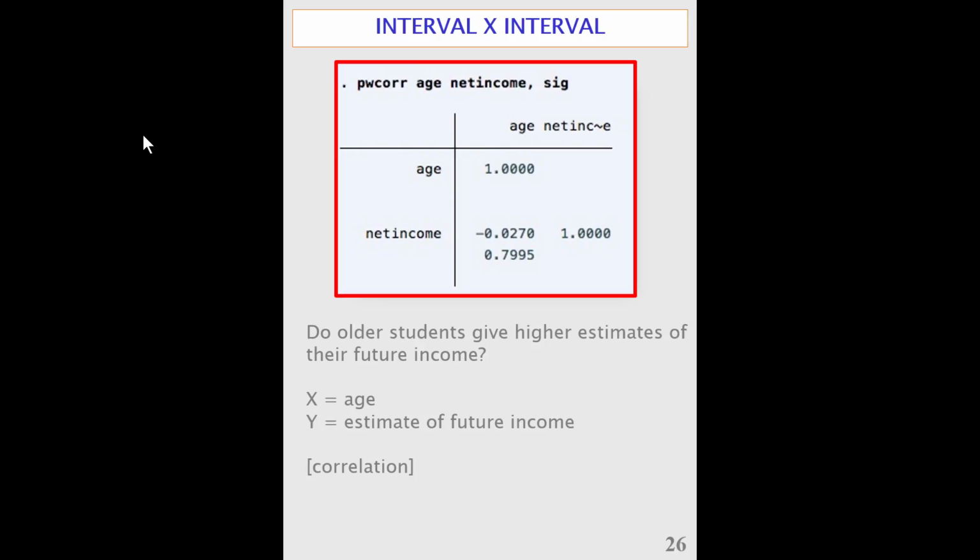Same thing here. Now I have 2 interval variables. I'm looking here at age and net income. Are students who are older more likely to report higher income or lower income? Again, now you get only a single number as an output. Doesn't matter if it's actually that one.